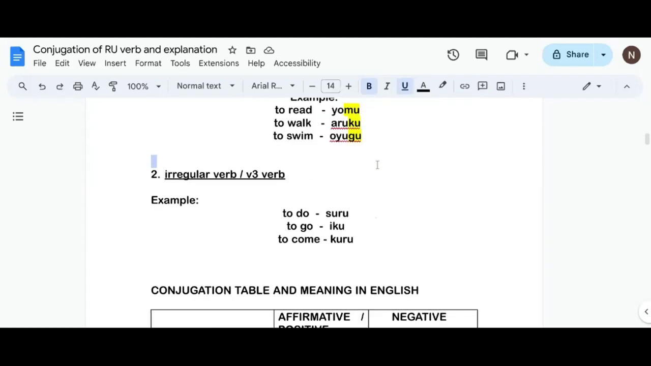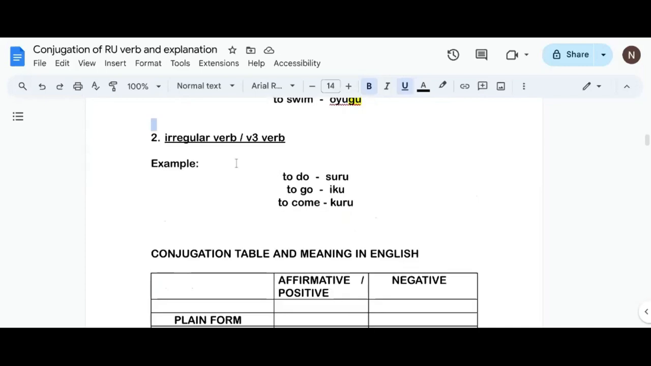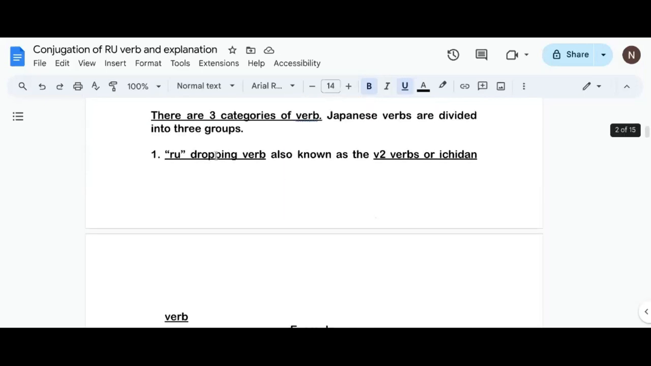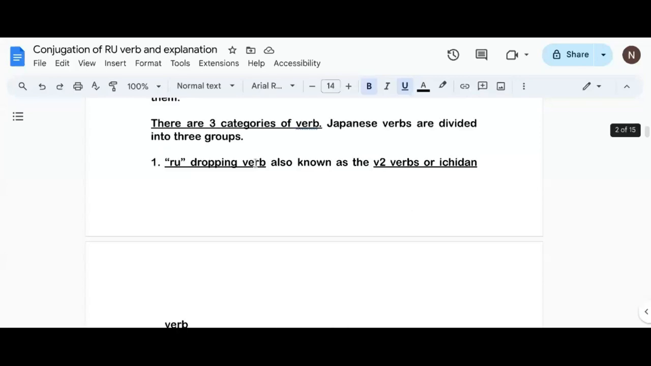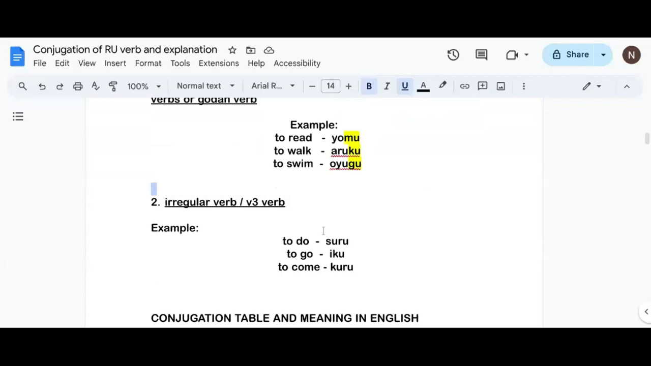And then the third one is the irregular verb or the V3 verb. The irregular verb, I think, has only three kinds of verb. Why are they irregular? Because they are not following any pattern. Unlike the ru verb, the ichidan verb, or the godan verb, the u verb, which have a pattern to follow, the irregular verbs don't have any pattern to follow. For example, to do is suru, to go is iku, to come is kuru.